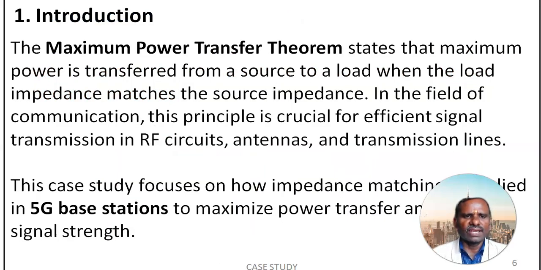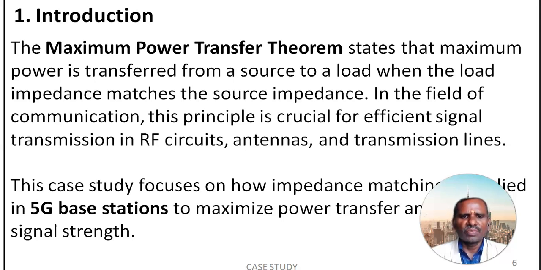Now the introduction to the case. The maximum power transfer theorem states that maximum power is transferred from source to the load when load impedance matches the source impedance. You must be asking a question: what is impedance? Impedance is the combination of resistance plus inductance, or resistance plus capacitance, or resistance plus inductance plus capacitance. That is the practical thing that we are using. So when source impedance is equal to the load impedance, you will have the maximum power.